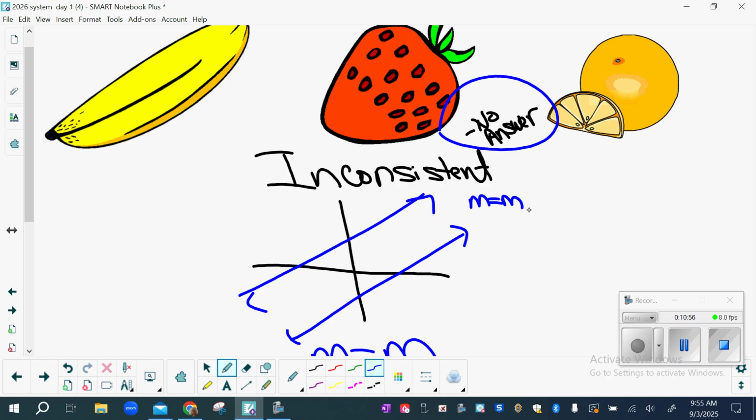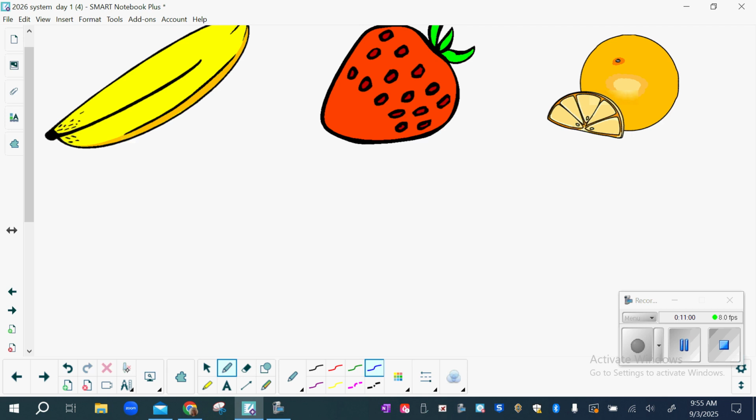Got a big finish on the orange. Big orange finish. And it's the weirdest one. And it is called consistent, because we're going to get an answer. Consistent. Dependent.